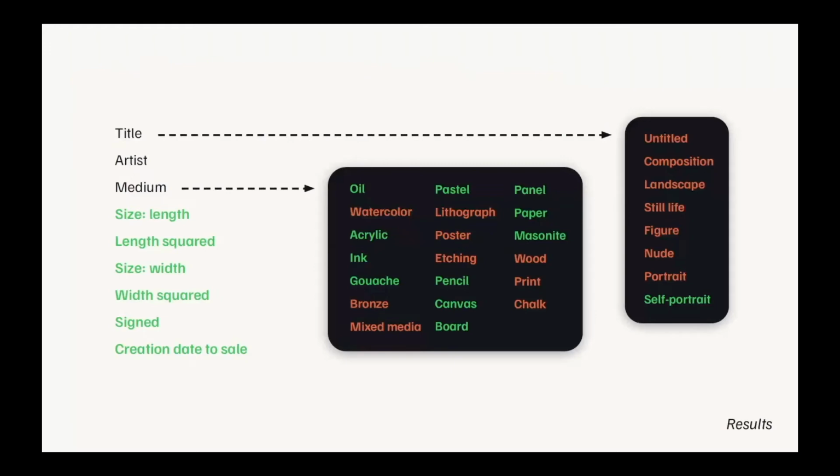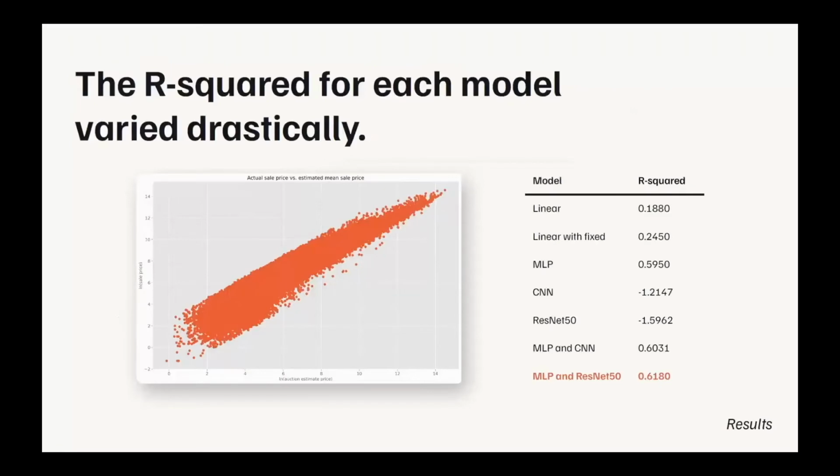And interestingly, title-wise, most common titles are not favored by collectors and bidders, except for self-portraits as well. And then we used the R-squared metric to look at the performance of our different models. Our final best model that we had proposed is the combination model of MLP with ResNet 50, which gave us an R-squared of 0.618.